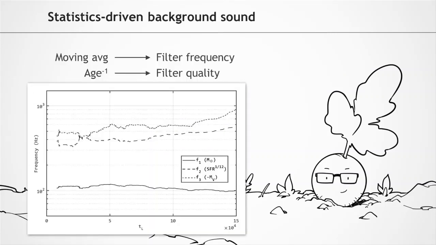The statistical layer is composed of three drone sounds, each realized by filtering white noise with a narrow-band bandpass filter. The frequency of the filters is controlled by the moving average of mass, brightness, and star formation rate variables. To render the idea of increasing uncertainty, the quality of the filter is inversely proportional to the elapsed time, so as to suggest that the farther we look, the less we know. At the beginning of the sonification, drone sounds are almost sinusoidal, while at the end they consist of wideband noise.